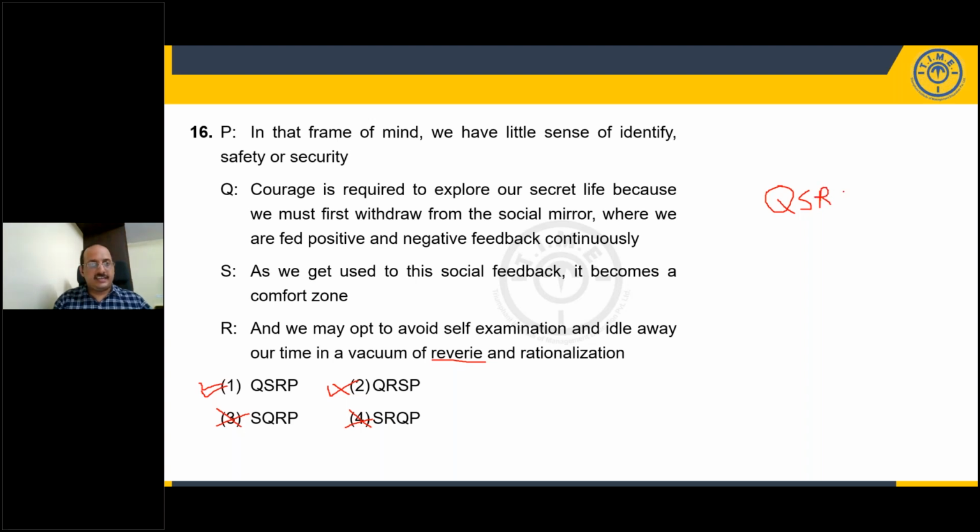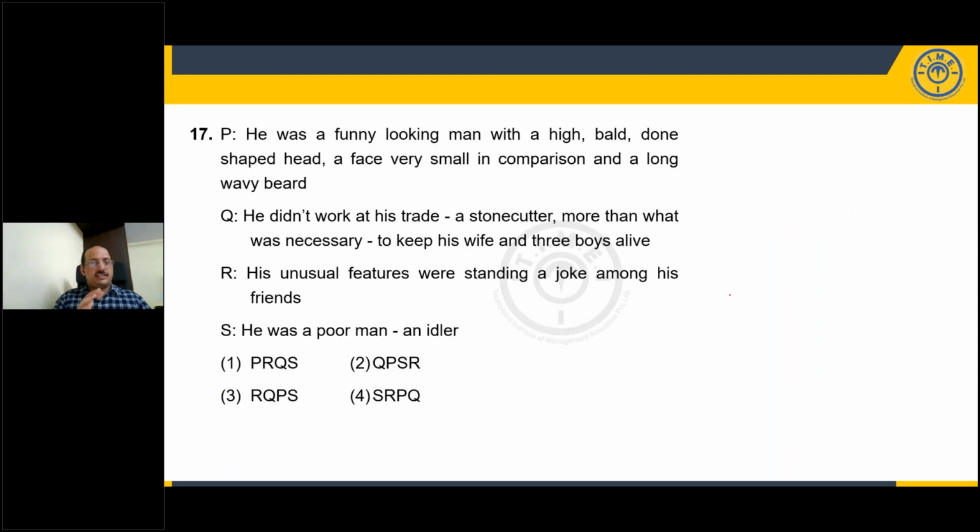So courage is needed to explore our secret life because we must withdraw from the social mirror where we are fed positive and negative feedback continuously. As we get used to this feedback, it becomes a comfort zone and we may opt to avoid self-examination in that frame of mind. So QSRP, option number 1. I hope this is clear, guys, how we worked it out. Option number 1. Now let's try the 17th one.